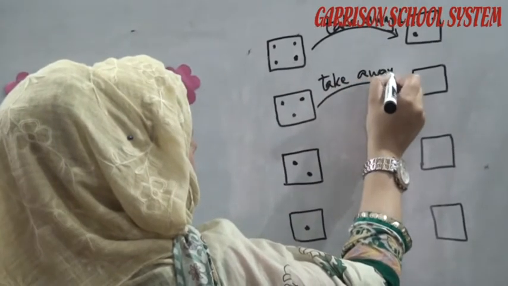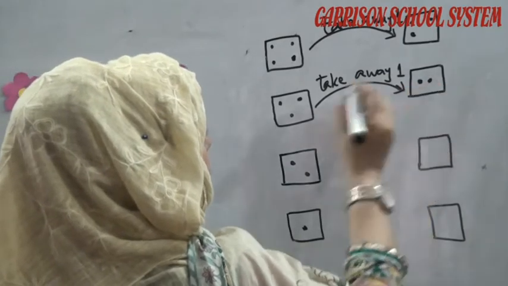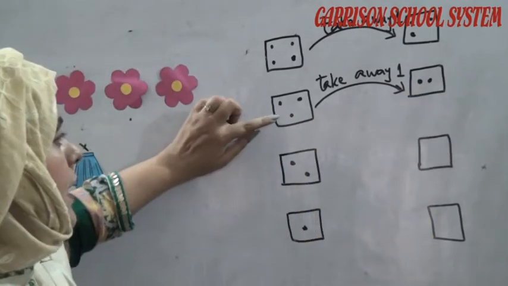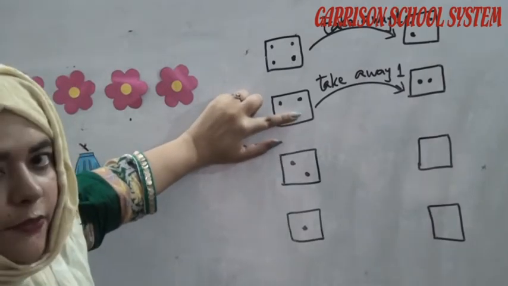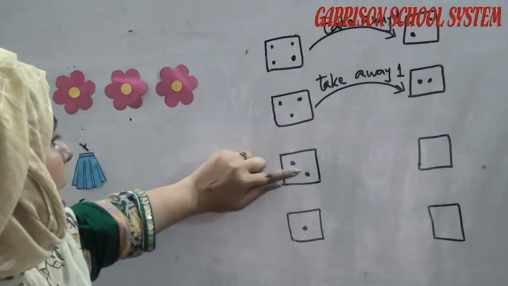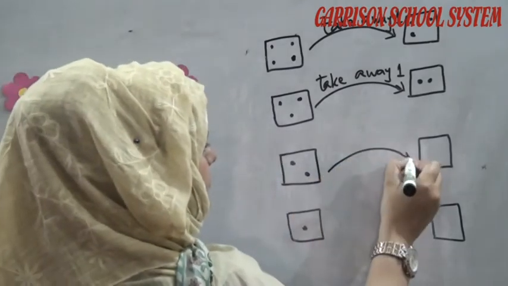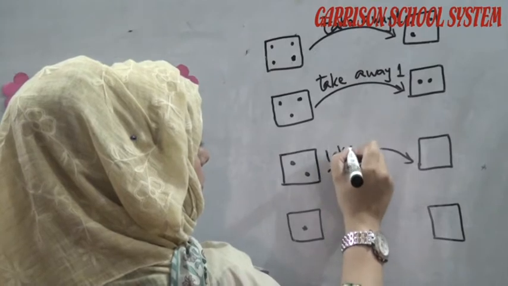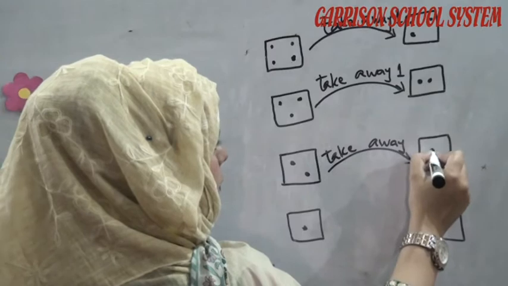Then we have a 3. Take away 1. We will be left with 2. This was 3, and we took 1 out of it, so how much will we be left with? We will be left with 2. Now we have 2 spots and we take away 1. So we will be left with 1.